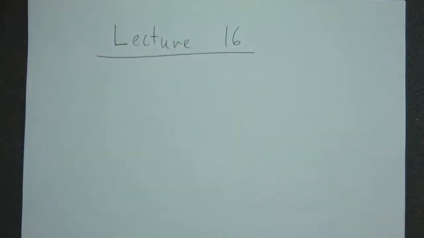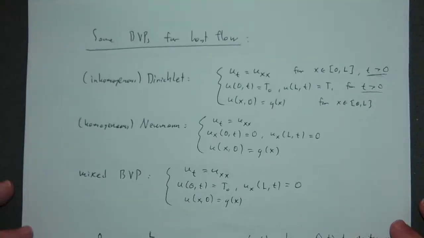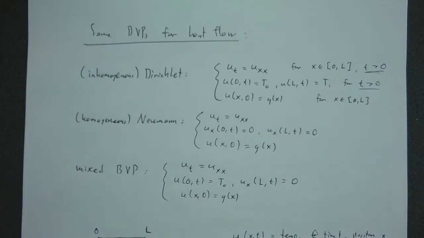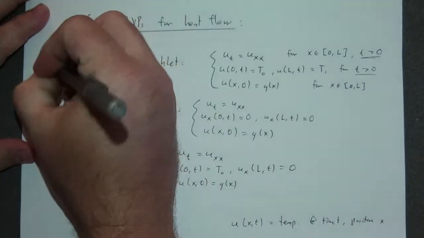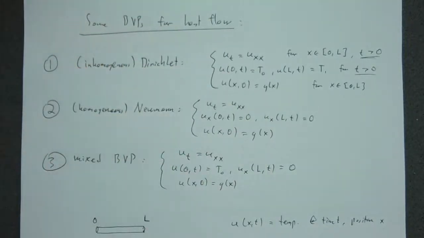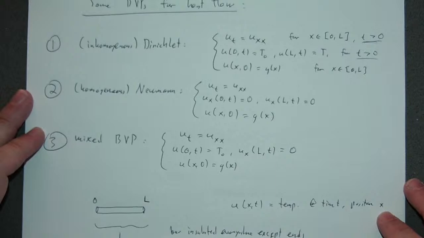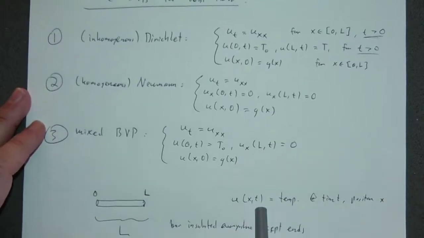So, let me just bring those back. For now, I'm going to label these just 1, 2, and 3. Okay, so the examples were as follows. Say that we consider heat flow. So the quantity in question is temperature, a quantity measuring heat, right? So u(x,t) is temperature at position x and time t.